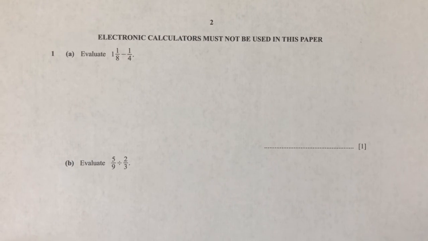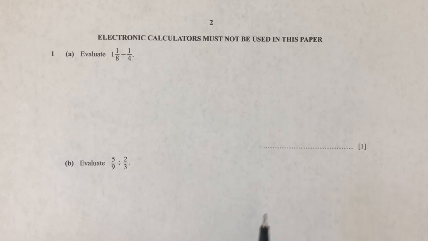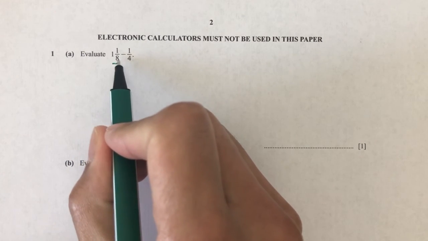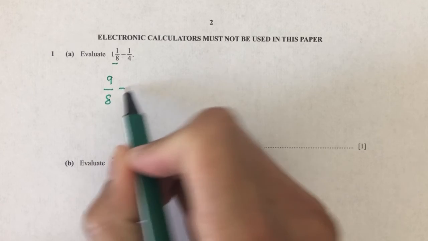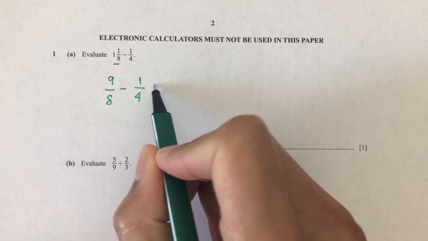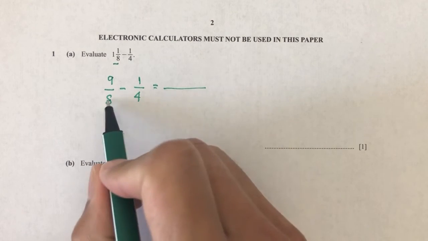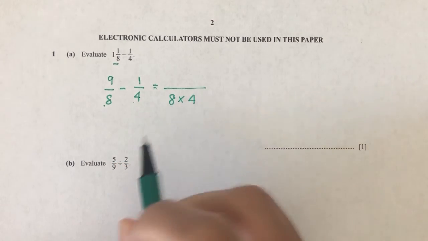So we have part A, evaluate 1 over 8 minus 1 over 4. The first thing we need to do is to expand this one. So how do we expand? We do 1 times 8 is 8 plus 1 is 9. So it becomes 9 over 8 minus 1 over 4. The next step is to find a common denominator. So we take those two numbers and multiply them. So we get 8 times 4 as the denominator.